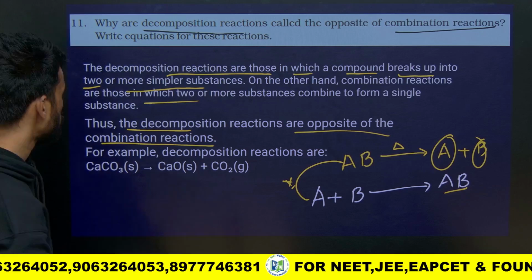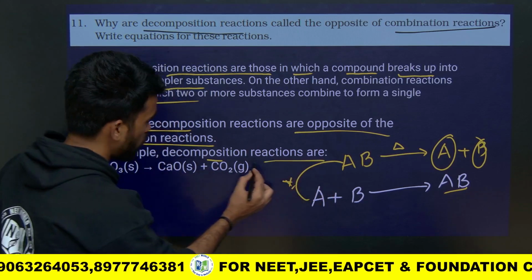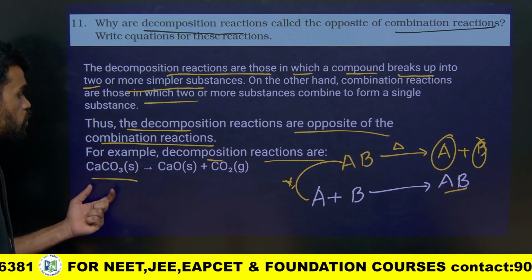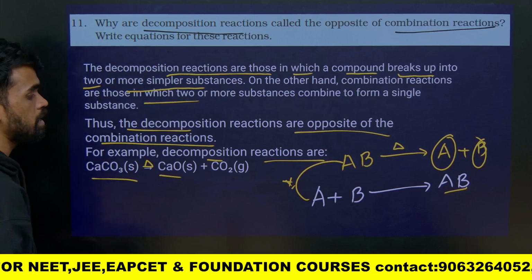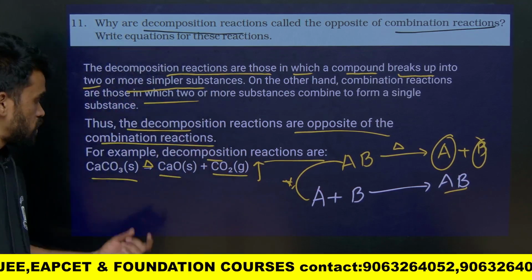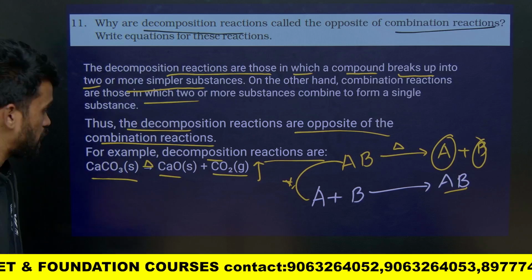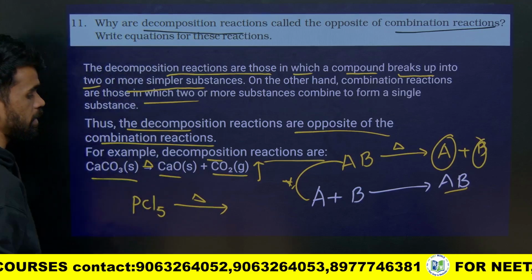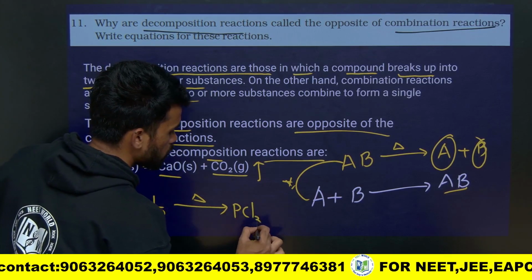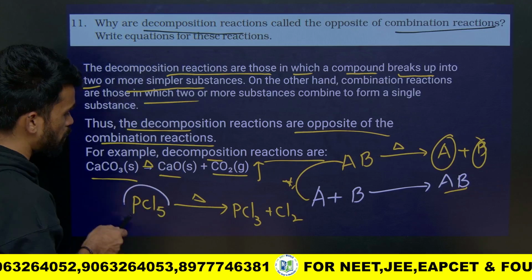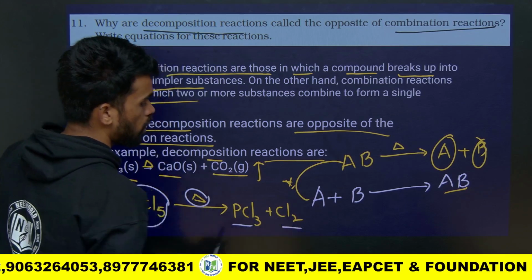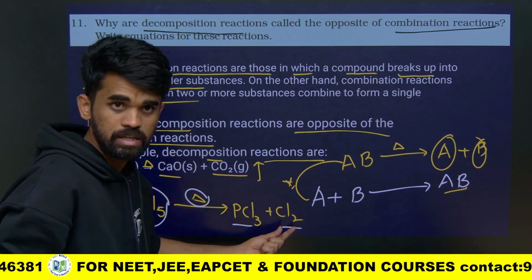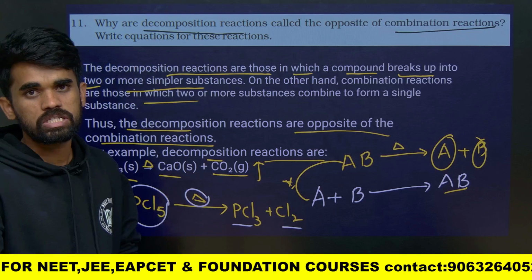I hope it is clear. The example for decomposition reaction I have given here is calcium carbonate. It is a common example. Calcium carbonate upon heating gives calcium oxide, and CO2 gas is released. Let me give one more example: PCl5. Upon heating, it decomposes into PCl3 plus Cl2. So one compound upon heating decomposes into two or more simpler substances. This is what happens in a decomposition reaction. I hope it is clear, right?